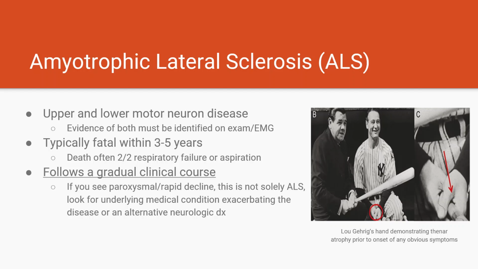As you know, it's a disease characterized by upper and lower motor neuron pathology. It's typically fatal in about 3 to 5 years, often from respiratory failure or aspiration. But the big takeaway, and again why it's not in this lecture as much, the big takeaway is that ALS follows a gradual and steady clinical course. So I bring this up solely to emphasize that patients with ALS should not decompensate quickly solely from their ALS.